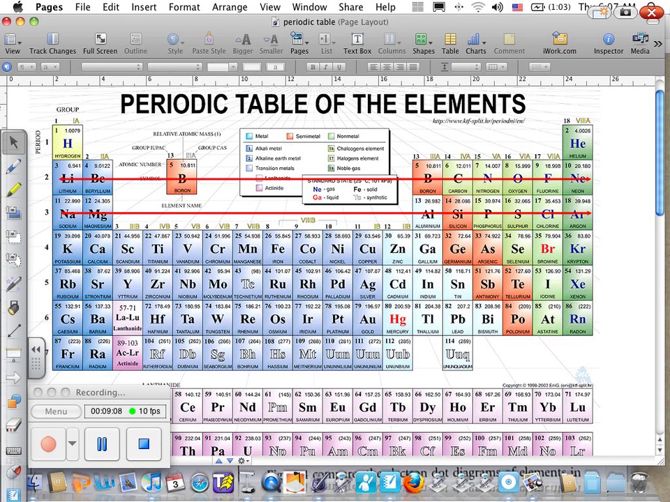Group 1 has 1. Group 2 has 2. You skip the middle. Group 13 has 3, 4, 5, 6, 7, and finally, the perfect number 8, the noble gases. So if I was to ask you how many valence electrons selenium has, you'd say, oh, that's easy. Look, it's 1, 2, 3, 4, 5, 6 valence electrons. Selenium has 6. Not too shabby.